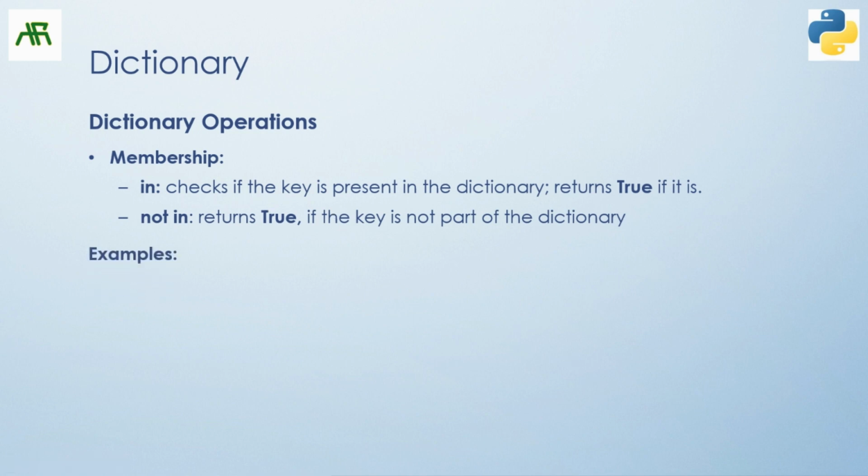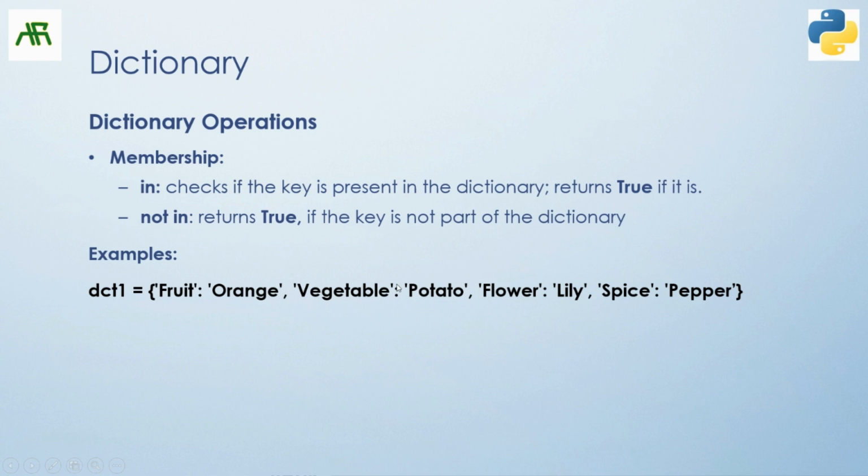Let's see some examples. I have a dictionary, the same one we had last time. The dictionary one with fruit orange, vegetable potato, flower lily, and spice pepper. The statement fruit in dictionary 1 or dict 1 will return true because we have a key of fruit present in the dictionary. Oil in dictionary 1 will return false. The in operations work this way.